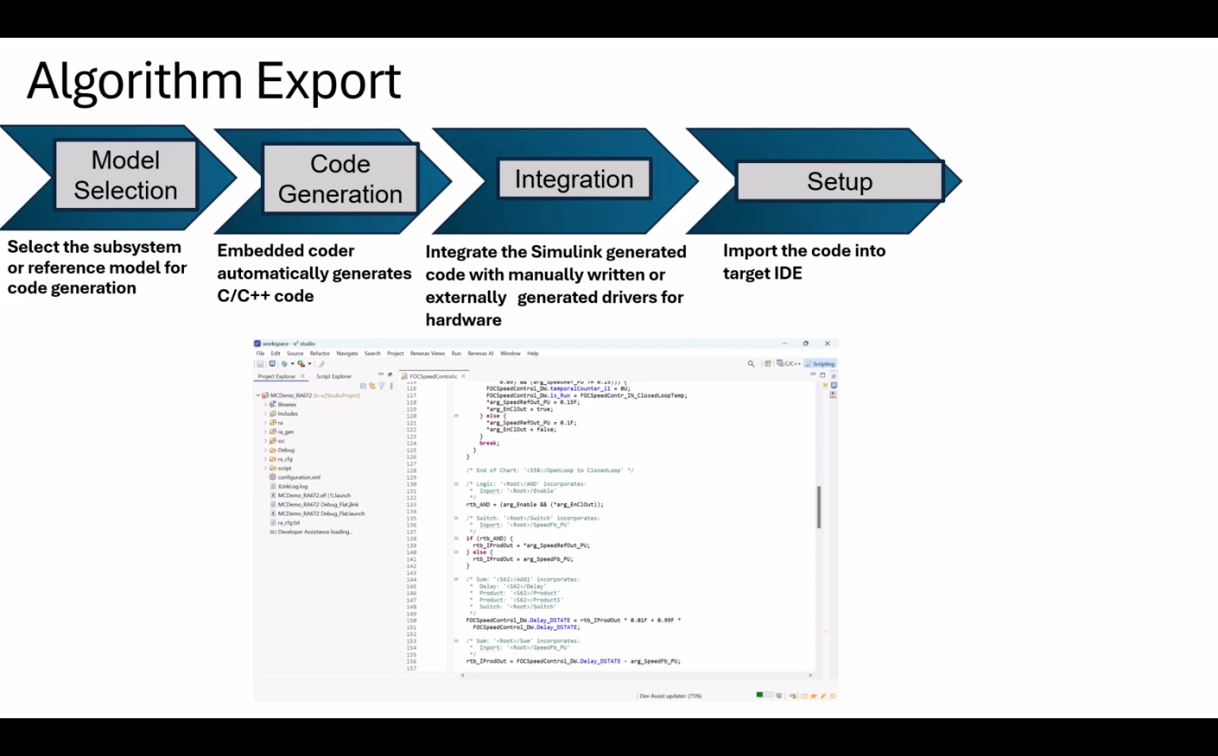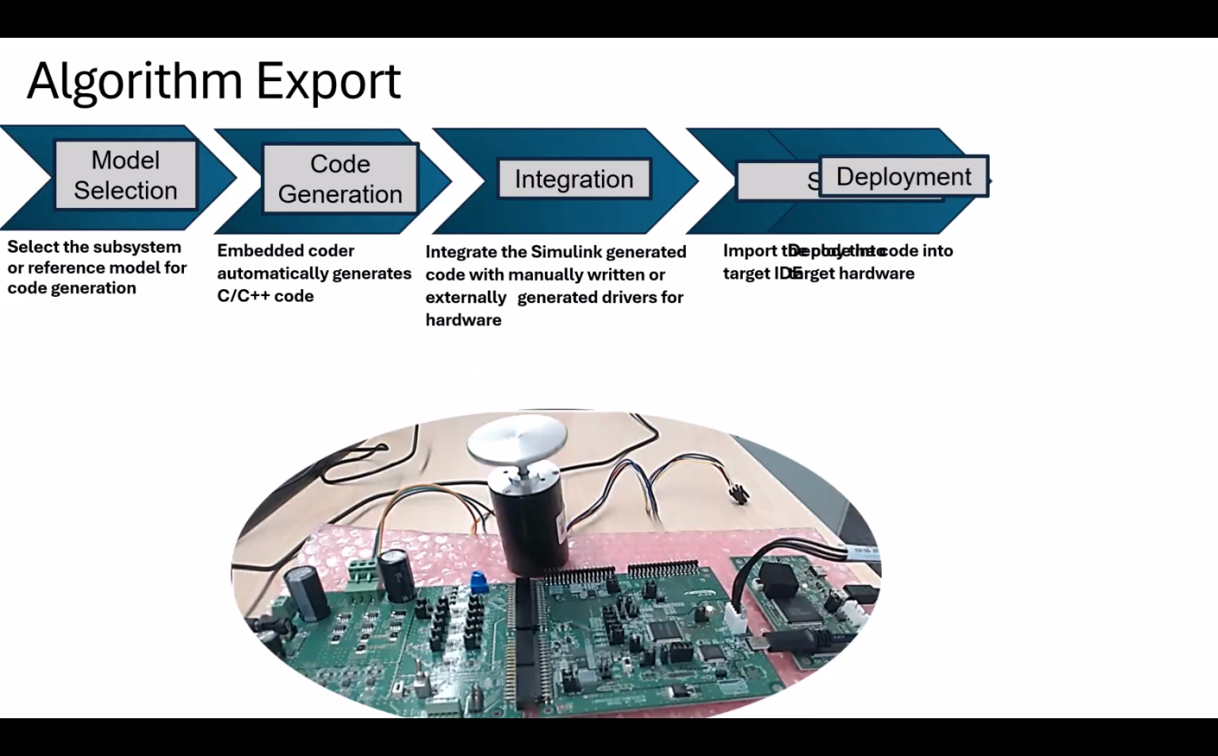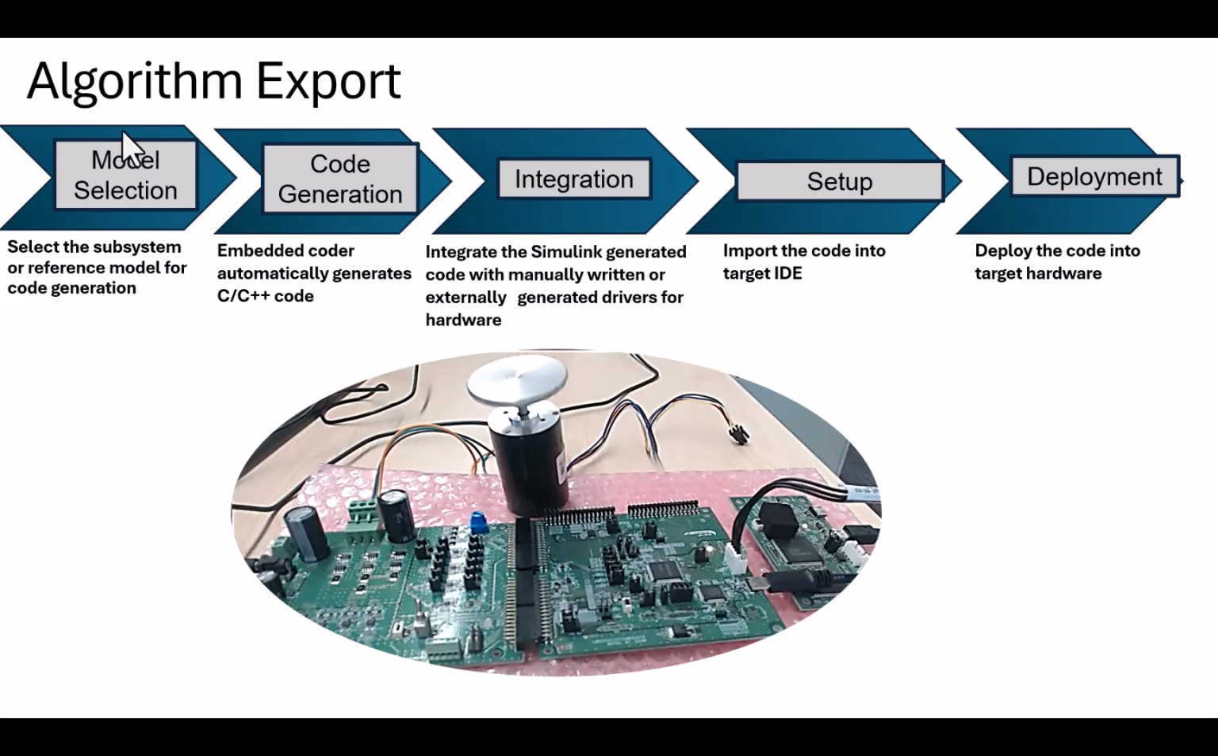Now, open the appropriate IDE and import the entire project onto it. For this demonstration, I will be using Renesas eSquare Studio IDE. Once everything is set up, go ahead and build the project. Then, deploy the code onto your target microcontroller. And that's the typical workflow for exporting an algorithm from Simulink. With this understanding in place, let's move on to the demonstration.